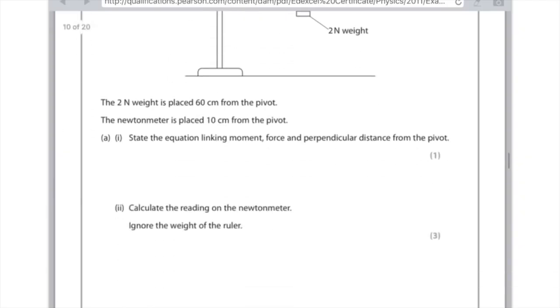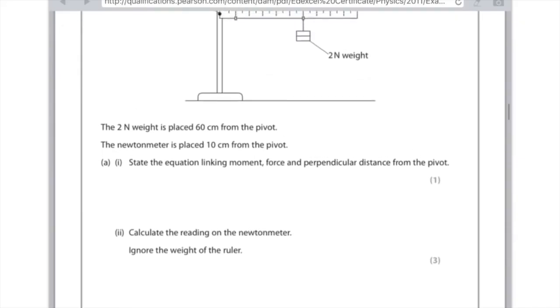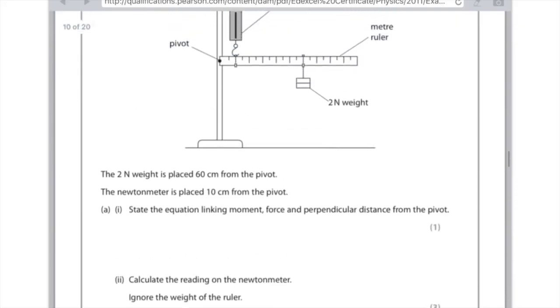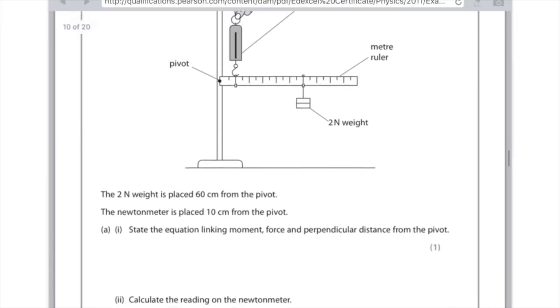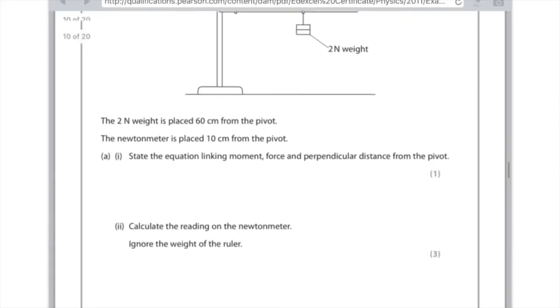Calculate the reading on the Newton meter. Ignore the weight of the ruler. Okay, don't stress here. We can work this out. Remember the law, which is that clockwise moment equals anti-clockwise moment. So let's look at the clockwise moment. We've been told that the weight is 60 centimetres from the pivot. The moment, therefore, clockwise will be 0.6 because you need to convert from centimetres into metres, times 2. And now we need to look at the anti-clockwise moment. I can see that this Newton meter is at 10 centimetres. So it's just a matter of substituting them all into the equation and finding the missing value. And I'm going to show you what that looks like.